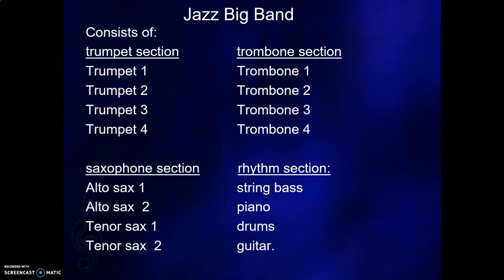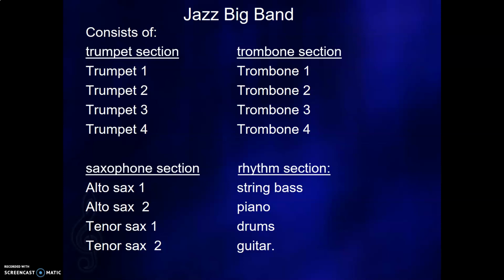The saxophone section is a little different. There's alto sax 1, alto sax 2, tenor sax 1, and tenor sax 2. And then for the rhythm section, you just have to name string bass, piano, drums, and guitar. So please learn that. It'll be worth a lot of points on the midterm.